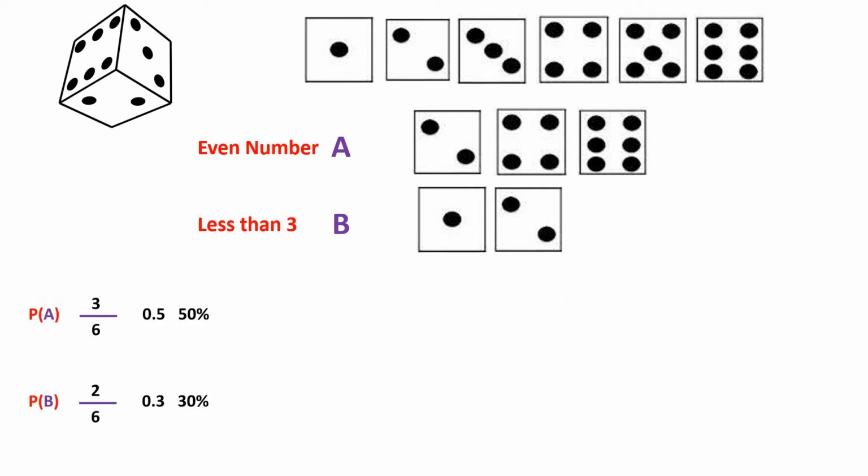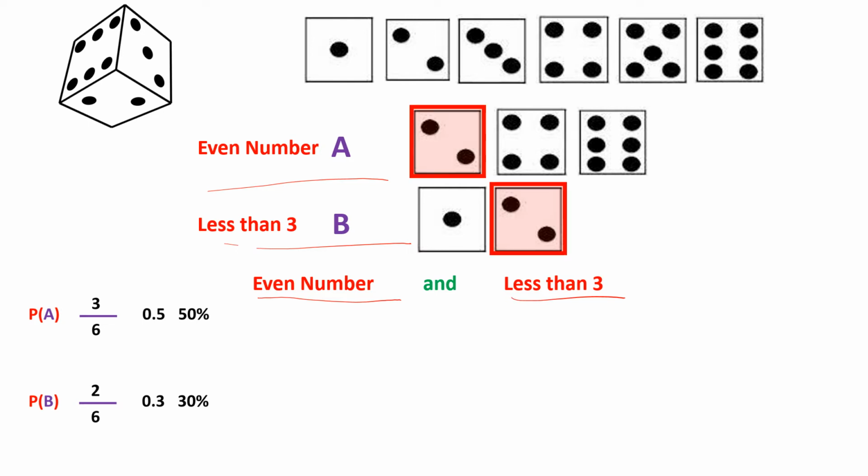Now let's keep them all aside and think of a situation of getting an even number that should also be less than 3 at the same time. Now look at these two subsets, these two events. The number which satisfies both of these two conditions will be this, that is 2. This is something which is even and at the same time it is less than 3.